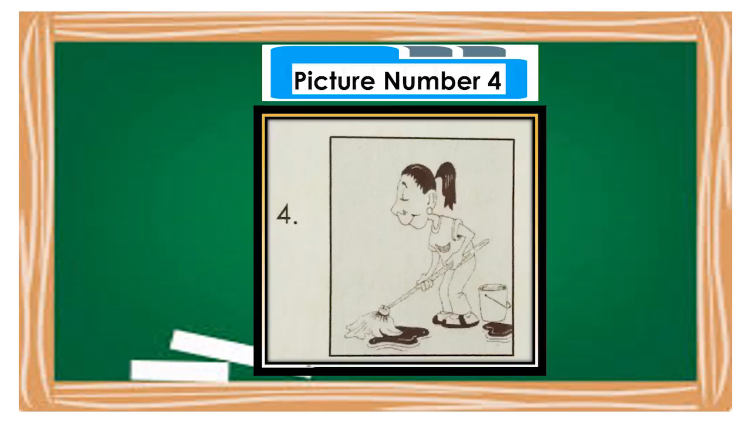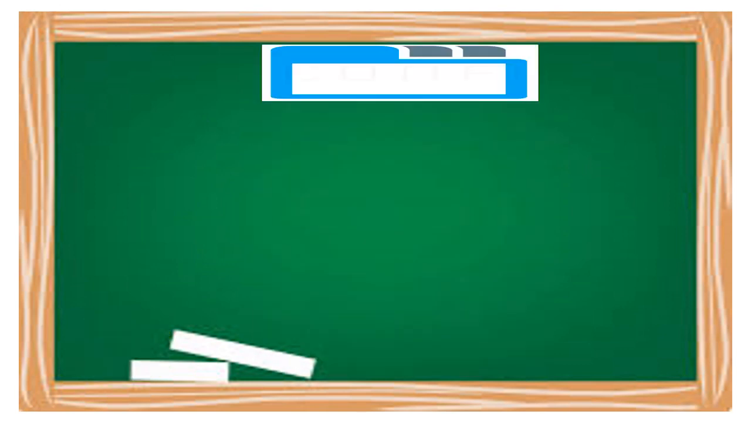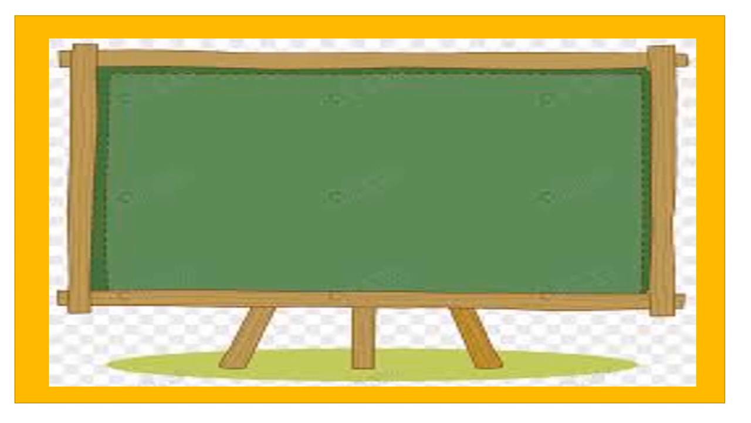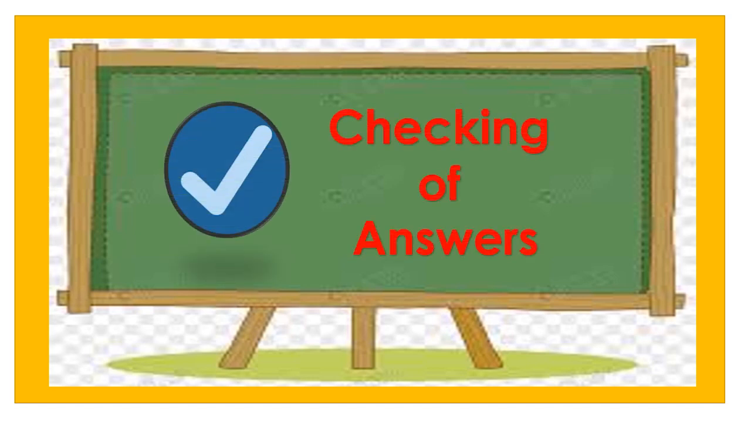Number 4. Aling Marina cleans the kitchen. What is the name of the action? Time starts now. Number 5. The boys play basketball. What is the name of the action? Time starts now. Done? Very good. Let's check your list.